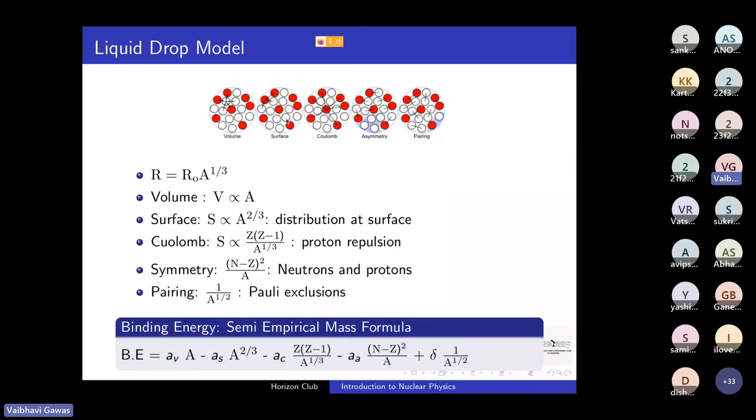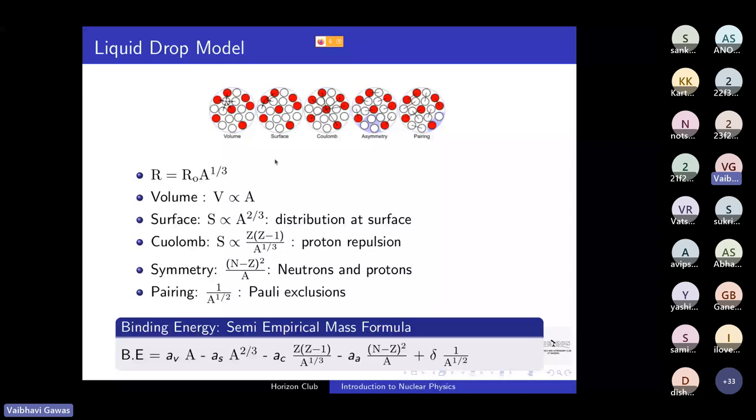Surface terms come from the fact that inside the volume, if you observe any nucleon, it is surrounded by nucleons all around it. But at the surface, there is an edge where there is no nucleon beyond it. So the force that is felt by the nucleons at the surface is different from that felt by nucleons inside. To account for this, we have a surface term which is subtracted again, because the force outside is much less than the force felt by nucleons on the inside.